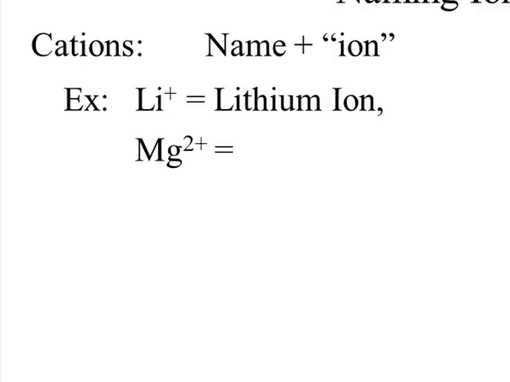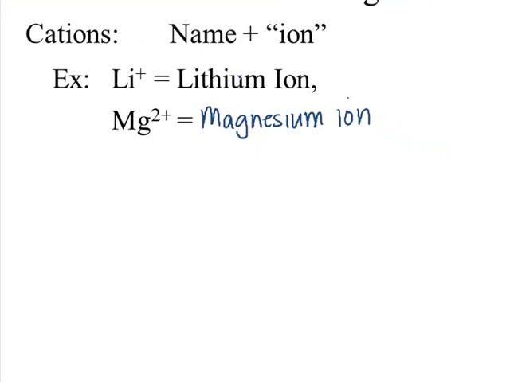Now you try. Mg2+. What should we call this? Well, if you find Mg on your periodic table, it's number 12, magnesium, and it's in group 2, which is why it forms a 2 positive charge. Because that's easy to figure out, we likely will just call it the magnesium ion. We won't call it magnesium 2+, because it's a little redundant.